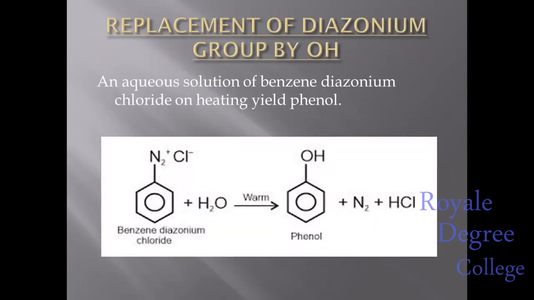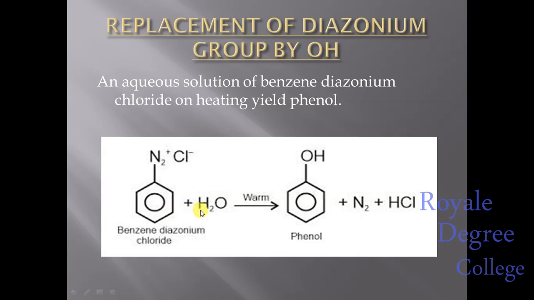Next we will see the replacement of the diazonium group by OH. An aqueous solution of benzene diazonium chloride on heating yields phenol. So see here, we are taking benzene diazonium chloride, a benzene ring to which N2 plus is attached. The 2 is di, nitrogen is azo, diazonium, Cl is chloride, diazonium chloride. In that we are adding a water molecule, and we are providing heat, it is to be warm.